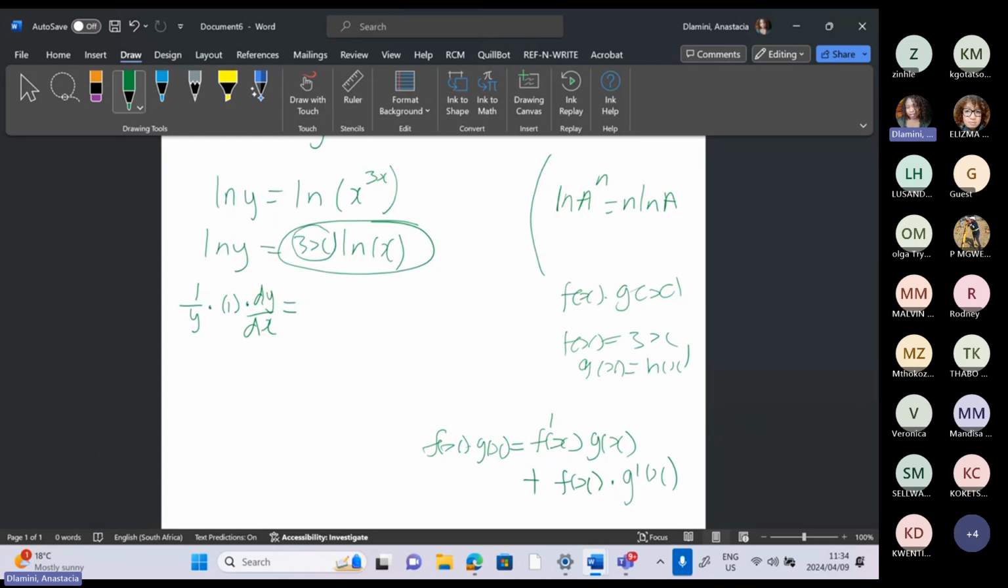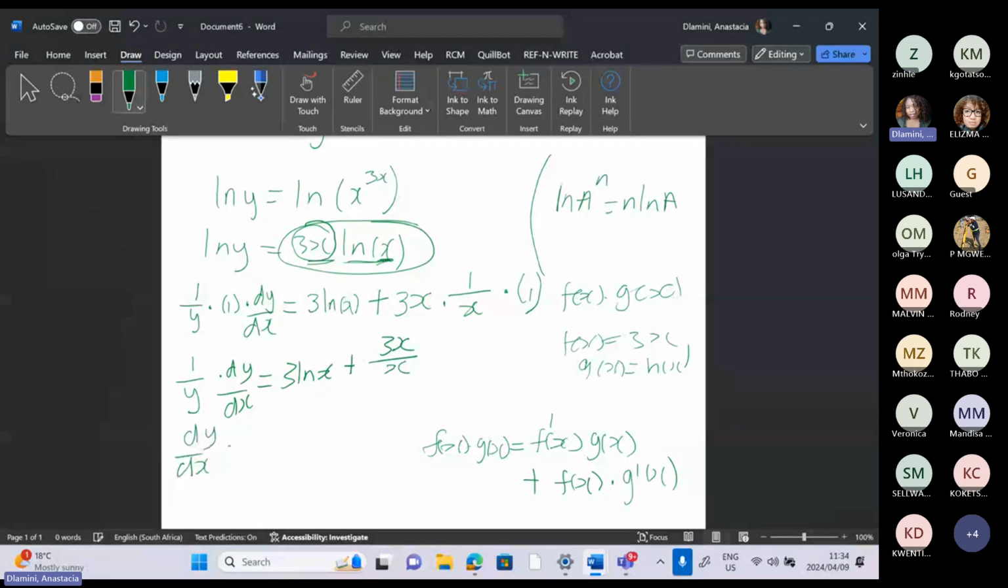In this case, our first function is 3x. So the derivative of 3x, we know, is just 3. Then we leave the second function the way it is, ln of x. Plus, we leave the first function the way it is, 3x, and we differentiate the second function, so that is 1 over x times the derivative of the inside function, which is x, so the derivative of x is just 1. So then we have 1 over y times dy over dx equals 3 ln of x plus 3x over x, so 3. So then this is dy over dx.